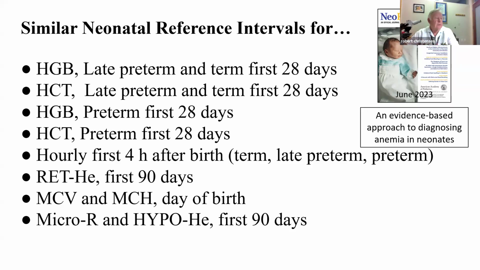We also have this for some of the newer metrics, such as reticulocyte hemoglobin as an excellent marker of iron deficiency over the first 90 days. For Dr. Wintrobe's initial measurements of MCV and MCHC on the day of birth, and for other measures that I like, called the micro R and hypo HE, during the first 90 days after birth, you can find those in this NeoReviews article if you wish.